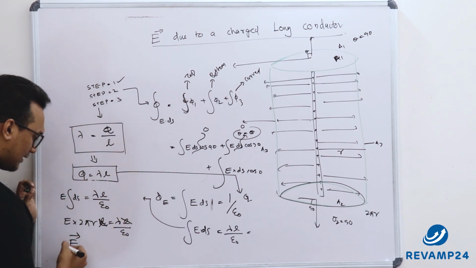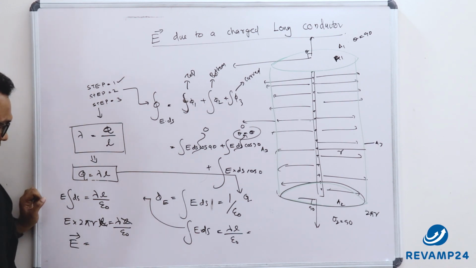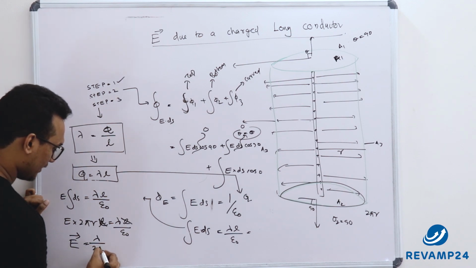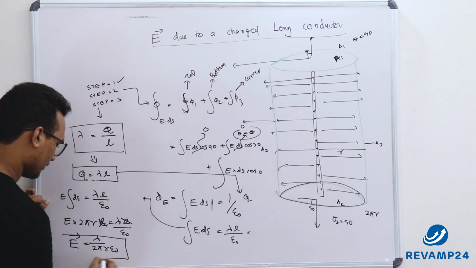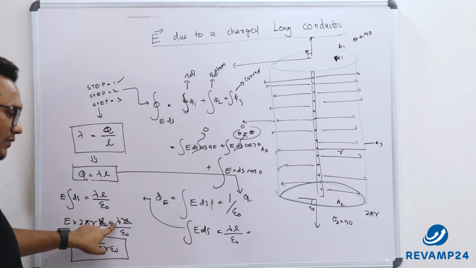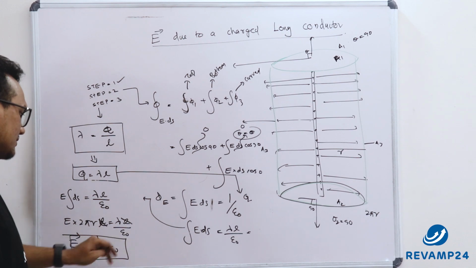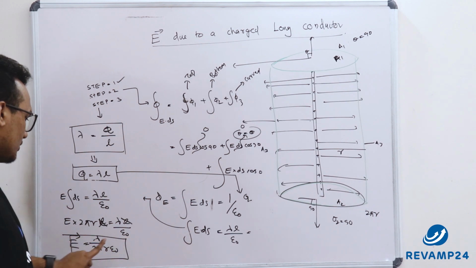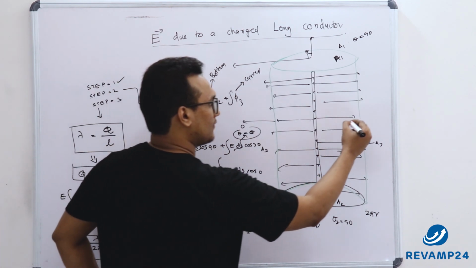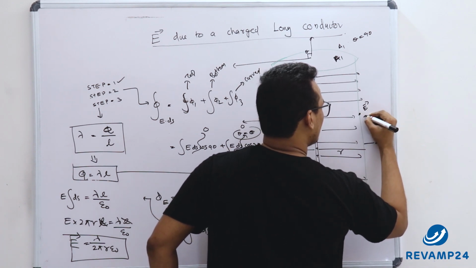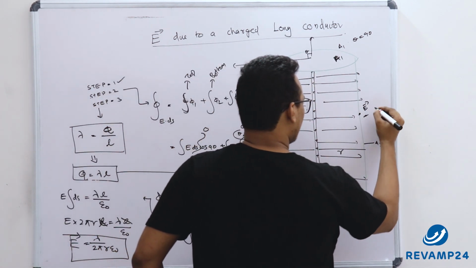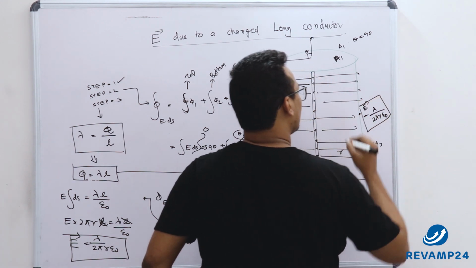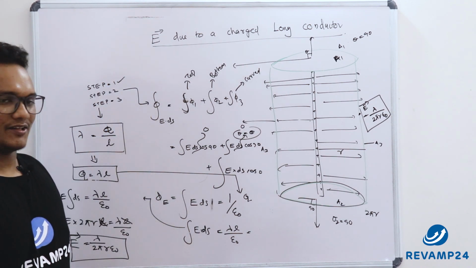Electric field at the curved surface is equal to lambda divided by 2 pi r into epsilon 0. Very important relation. I take 2 pi r to this side, and L and L have cancelled. So lambda divided by 2 pi r into epsilon 0 is the value of the electric field. Very, very important. Okay. Thank you.